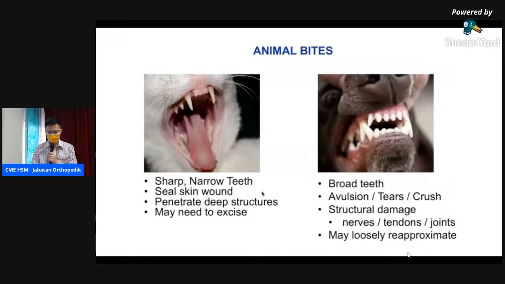So these are the pictures of one the cat and the other one a dog. Compare both the teeth. Dog has broad teeth, and they cause broad wounds. So they cause avulsion, tears, and crushing injuries. They cause structural damage to the muscles, to the tendons, nerves. So cat bites are different. Cat's teeth are very sharp, narrow, and the wound is not open. It's like a penetrating injury, but very deep. So it's very difficult to deal with.